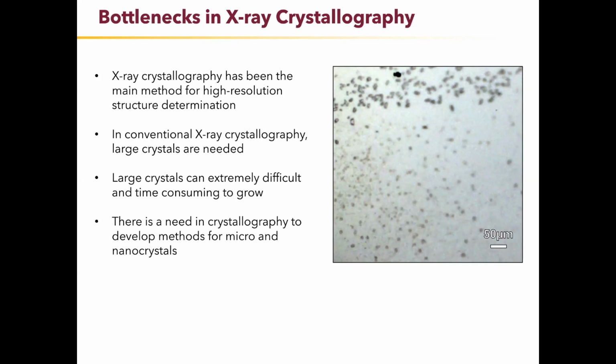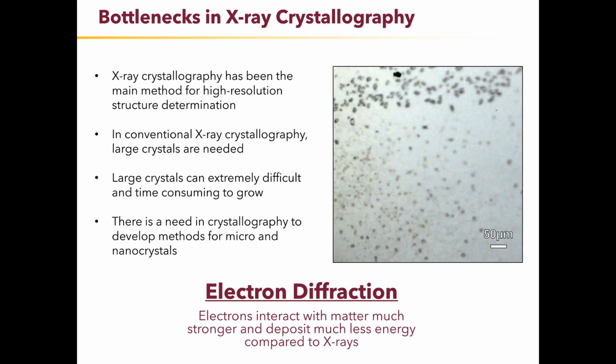So what do you do here? Well, obviously you can try to optimize and try to grow these crystals larger, which is something that most people do. But sometimes large crystals can be very difficult to grow, very time-consuming, and sometimes they may never grow larger. So there's a need in crystallography to develop new methods that try to solve structures from these tiny crystals. And the approach we use is we use electron diffraction instead of X-rays. Why electrons? Well, electrons interact with matter much stronger and deposit a lot less energy compared to X-rays. So that allows you to collect data from very tiny crystals, crystals that are orders of magnitude smaller than what you can do with X-ray crystallography.